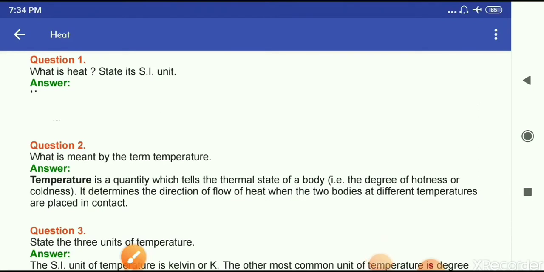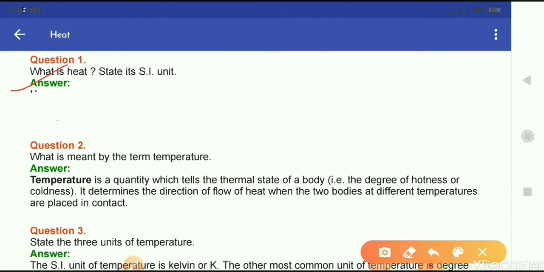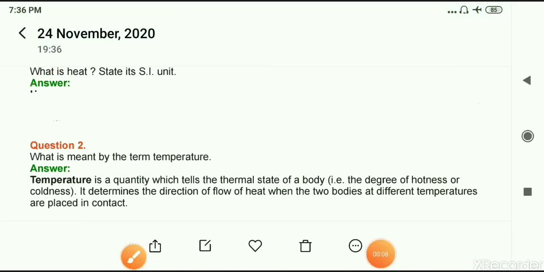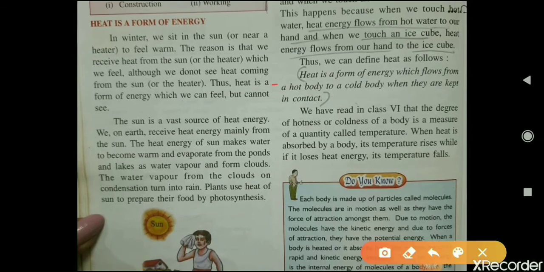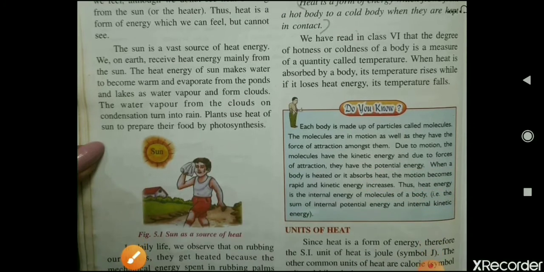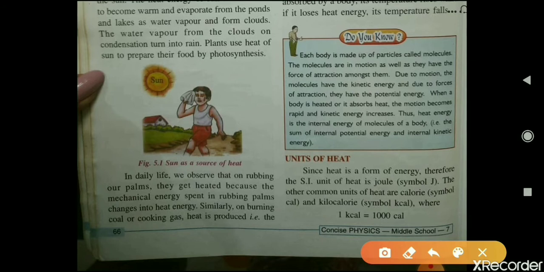Question number 1 is, what is heat? State its SI unit. Answer you have to write from page number 66. Here, heat is a form of energy which flows from a hot body to a cold body when they are kept in contact. Okay, you have to write this answer, and also you have to write the SI unit from here. The SI unit of heat is joule.